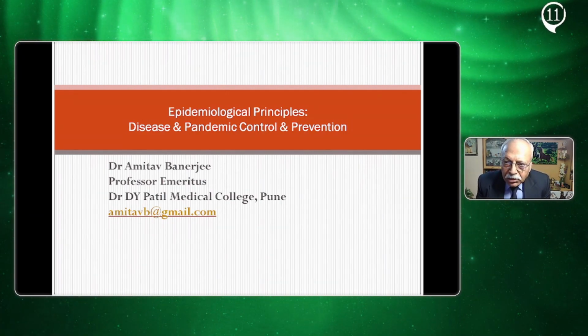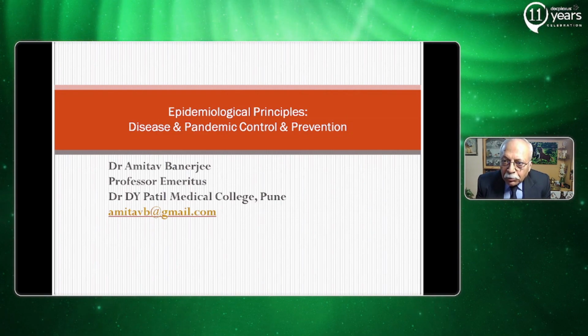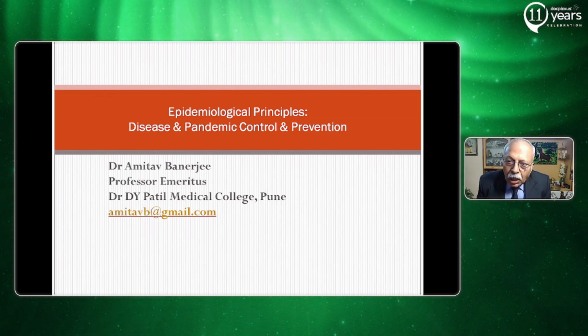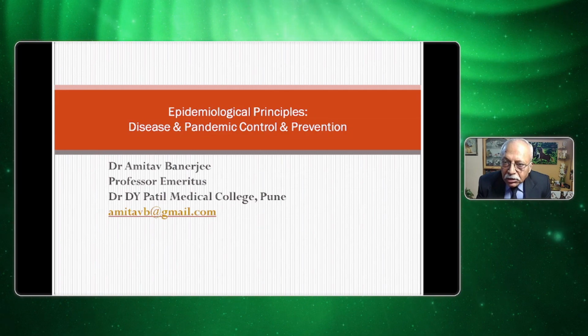We should ask the correct questions. The correct questions are person, place, and time. Person means who is getting affected, place is where they are getting affected, and time is the sequence of time, how it is spreading, and then what can be done and how to control it. So these are the questions we have to ask, and these questions will have different answers depending on the geography.